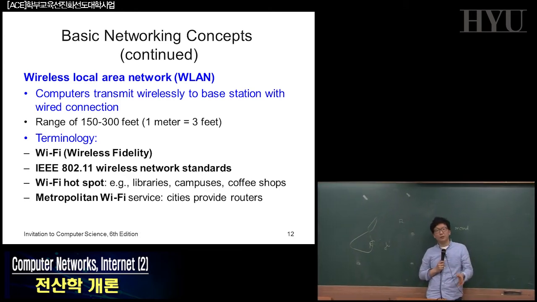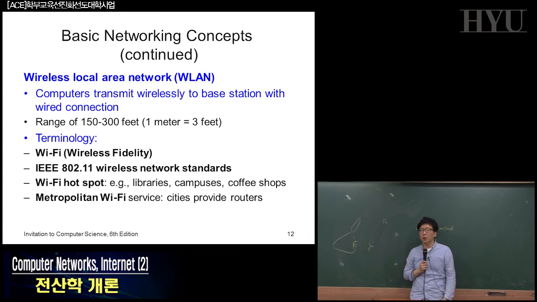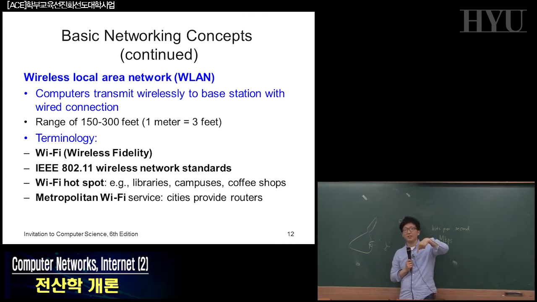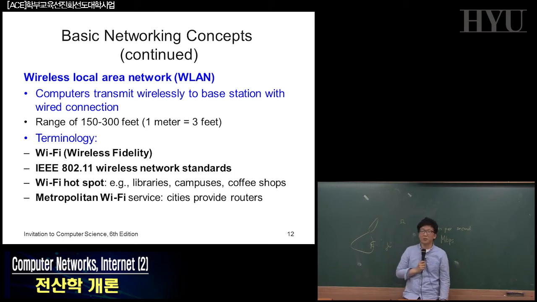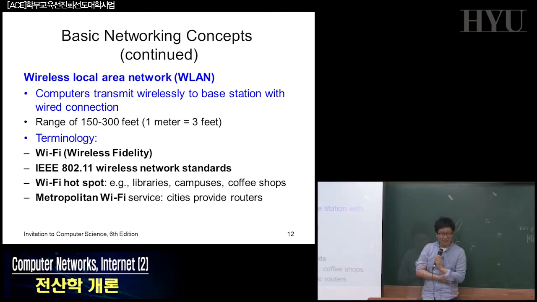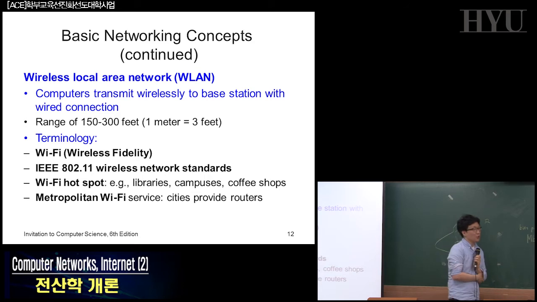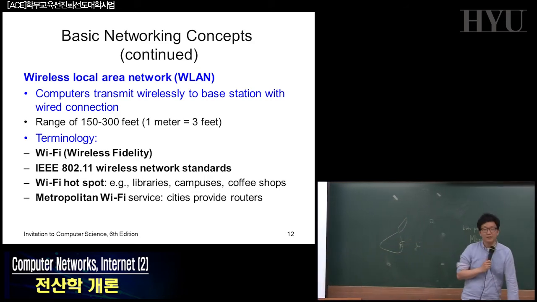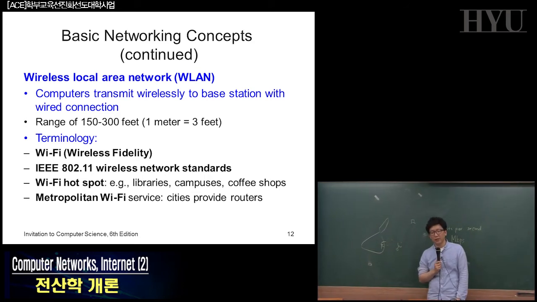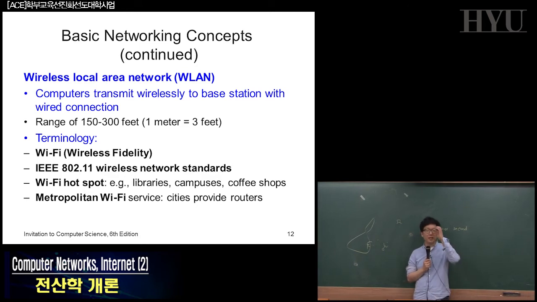If we are connected to the same local area network, same LAN, and we exchange data, then we don't have to go out to the internet. We can just exchange within this local network, which is less work and easier to find between each other. Computers transmit wirelessly to base stations with a wired connection. So with Wi-Fi, you usually connect to the Wi-Fi, but that device, the router, is actually connected through a wire.